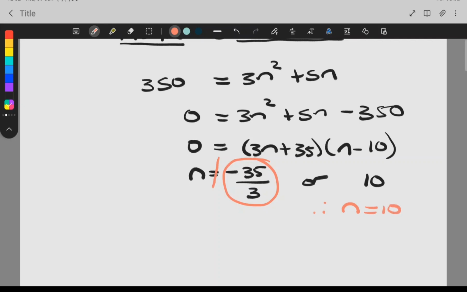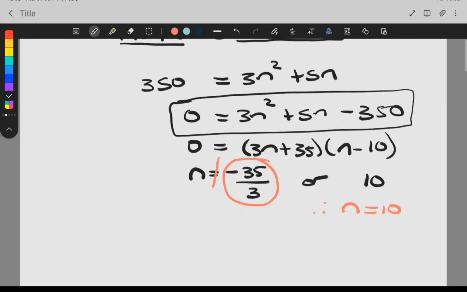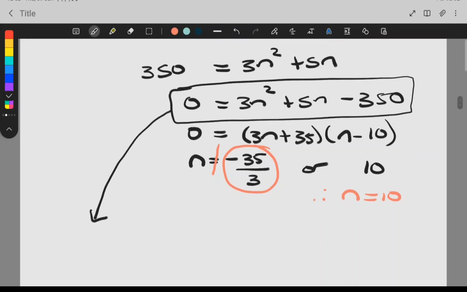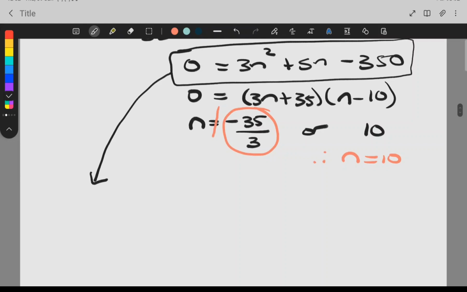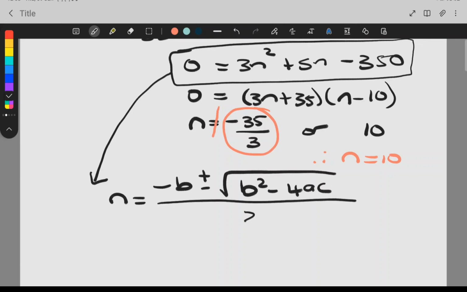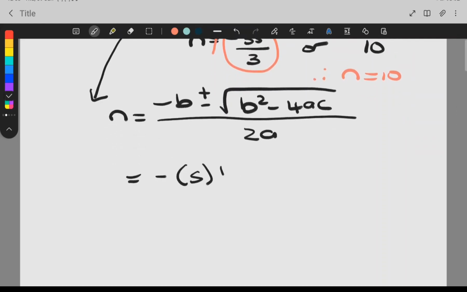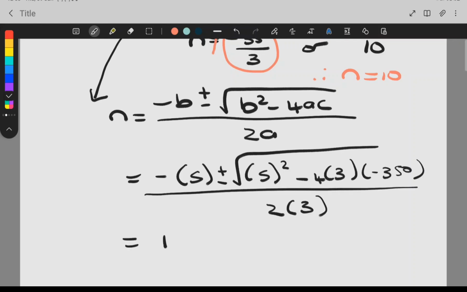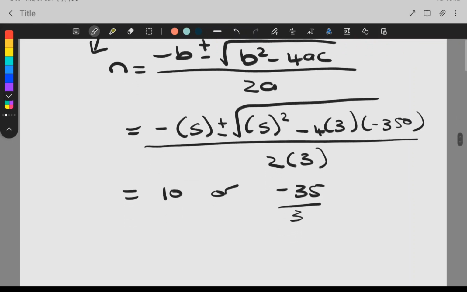Let's say you couldn't factorize, let's say you struggle to factorize. Then from this step over here, you can use the quadratic formula. Instead of saying x is equal to, we say n is equal to minus b over 2a, and then we just sub. Remember, this is a, this is b, that is c. Here we get the same answer. So cancel. Therefore, n is 10.